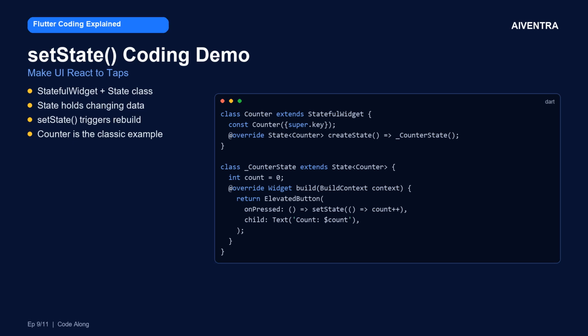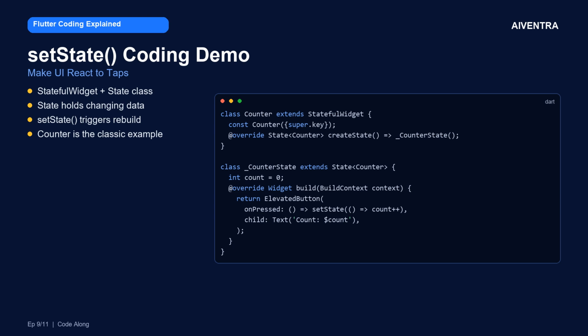This is the most important interactive pattern in Flutter. The counter with setState. We need two classes. Counter extends StatefulWidget, and _CounterState extends State. The state class holds int count = 0. This is our changing data.